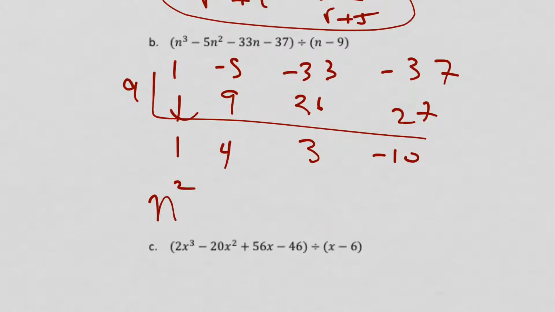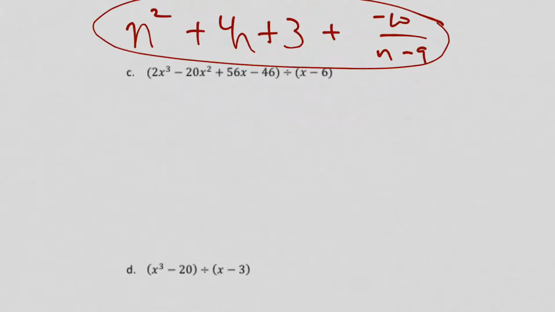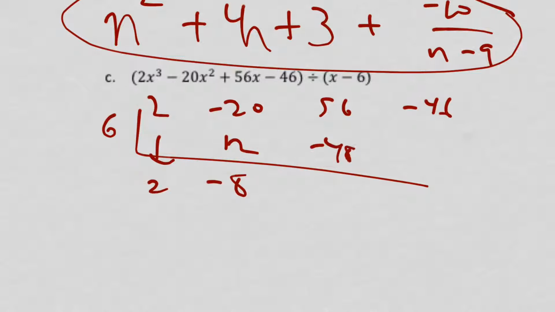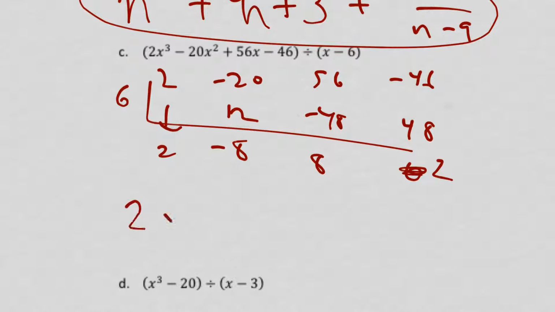And squared, you could put the 1 in front of here. Redundant, don't like it, don't need to put it. Plus 4n plus 3 plus negative 10 over n minus 9. So you have 2x squared minus 8x plus 8 with a remainder of 2 over x minus 6.